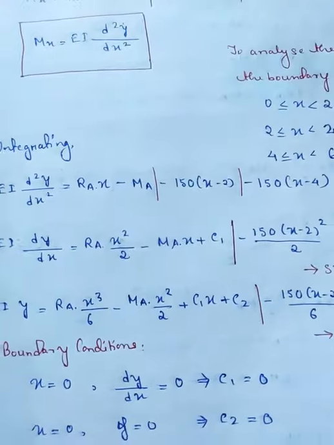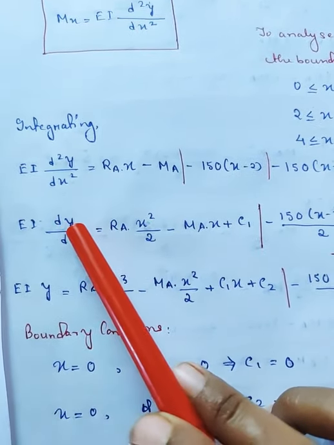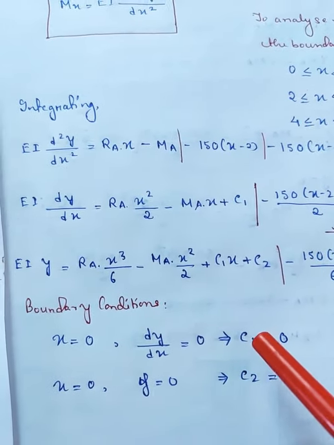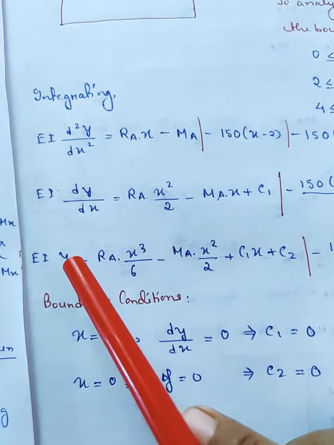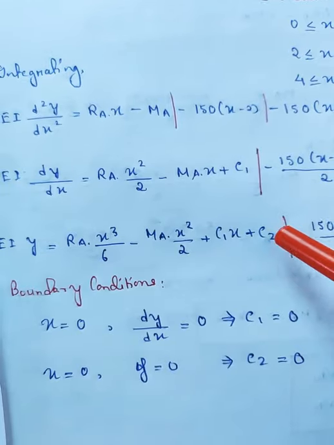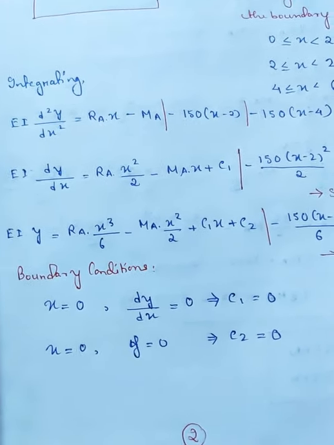Then putting the value of x equal to 0 and dy/dx equal to 0, and here x equal to 0, we got C1 equal to 0. And again for deflection, putting here y equal to 0, x equal to 0, we got C2 equal to 0. This is the first boundary condition.